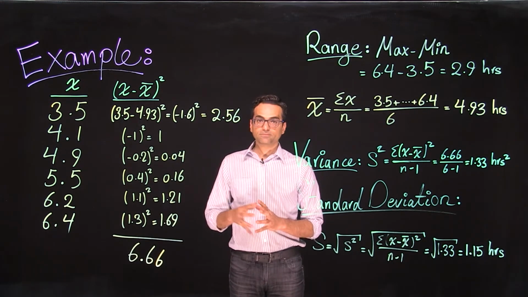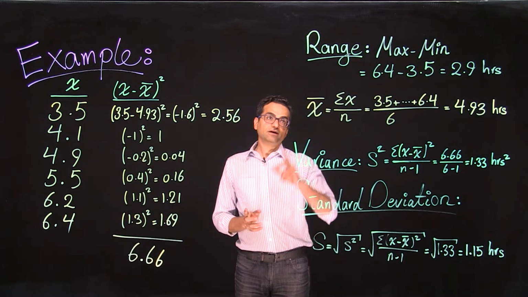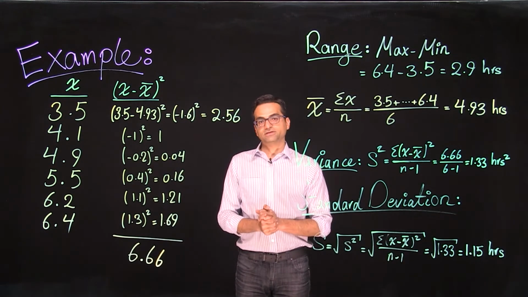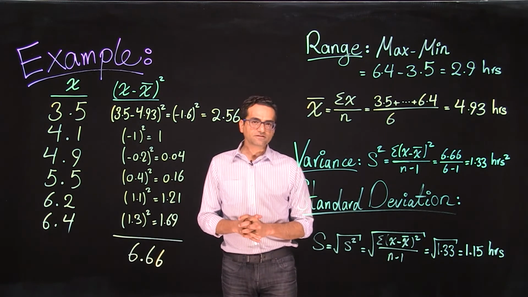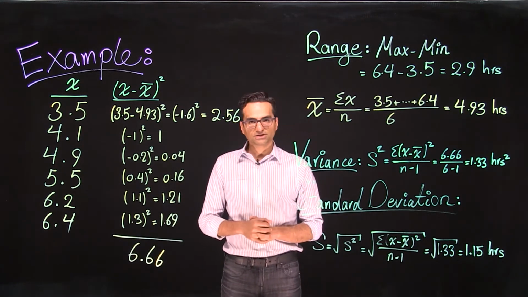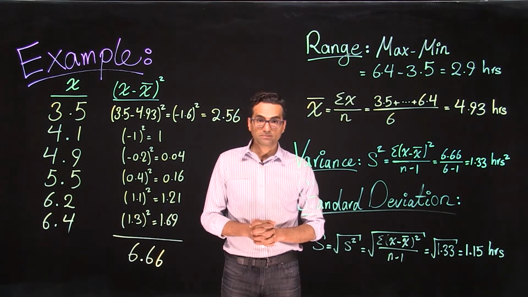I have 6 data points here, and to determine the variation in this data, I will determine range, variance, and standard deviation. All right, let's just start with range. Remember that range was the difference between two extreme values in your set, or in other words, the difference between maximum and minimum data points.